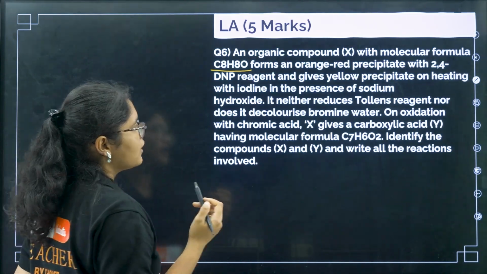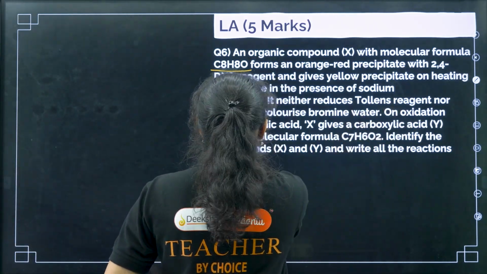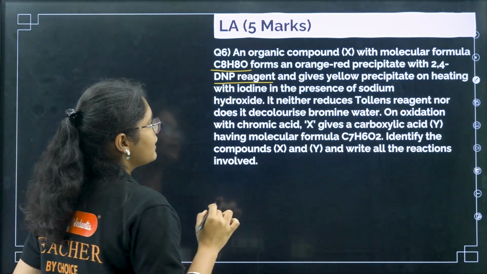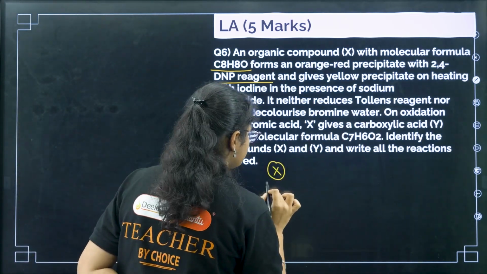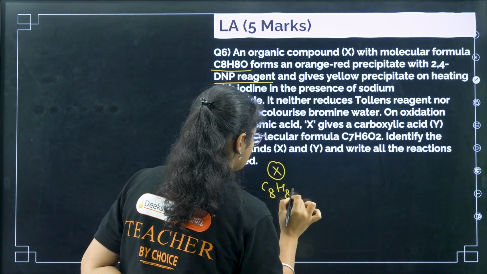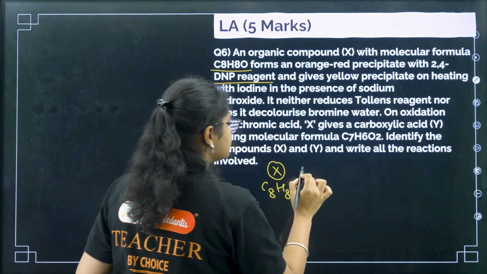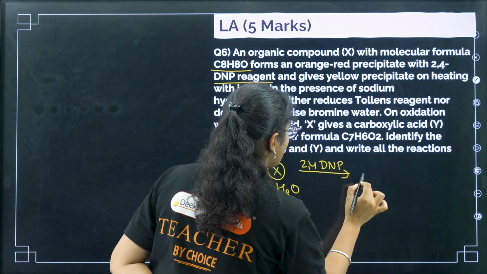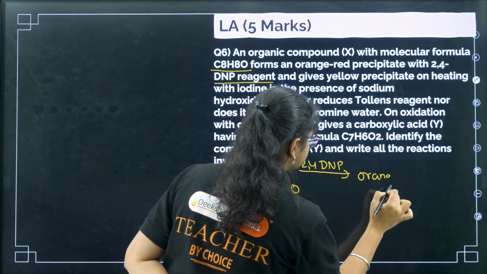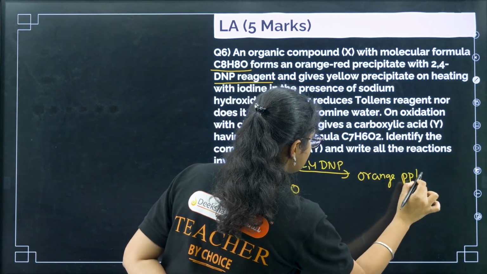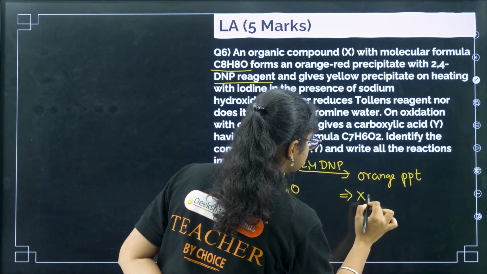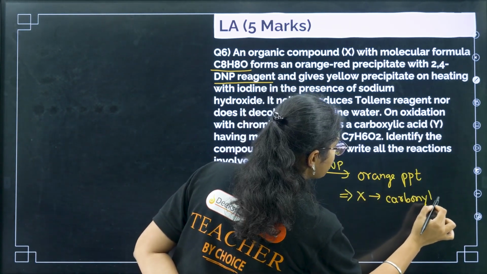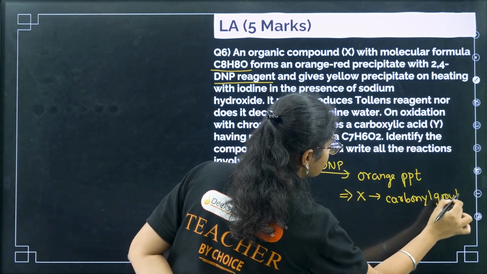Okay, fine. Next question: an organic compound X with molecular formula C8H8O gives orange red precipitate with 2,4-DNP reagent. What does it first give you? See, you have a compound X, C8H8O. Now this one is giving you, with 2,4-DNP, an orange precipitate. What does this signify? This indicates that X has a carbonyl group, meaning either an aldehyde or a ketone group.